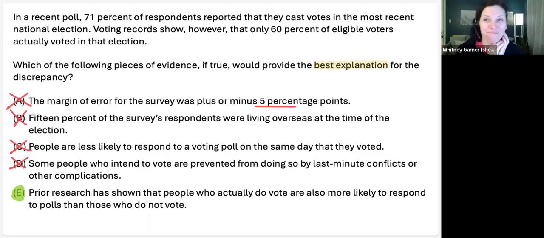Okay. It was hard. Yeah. This one was definitely harder, for sure.